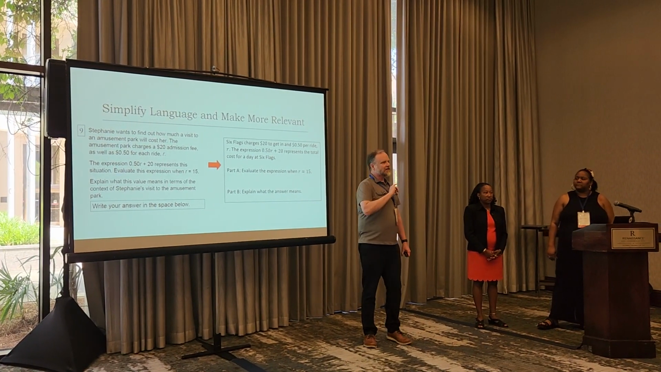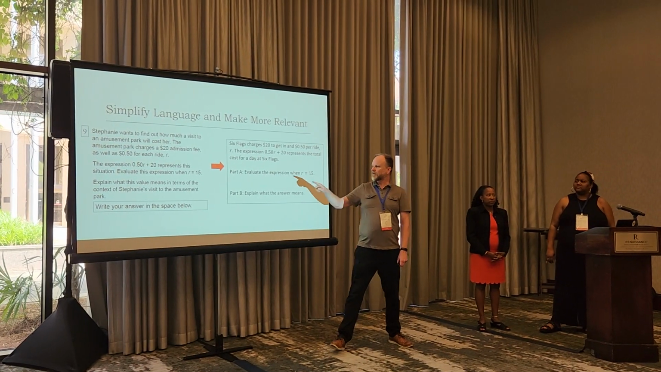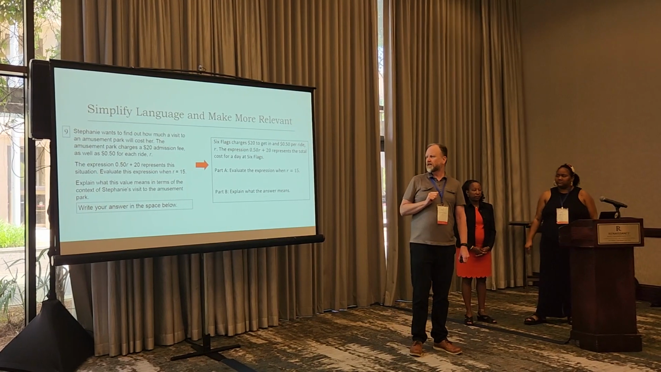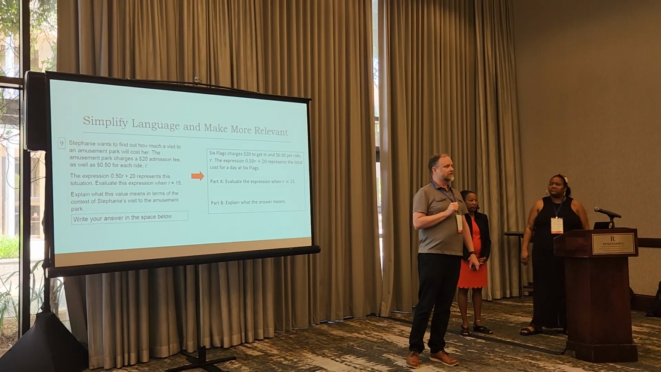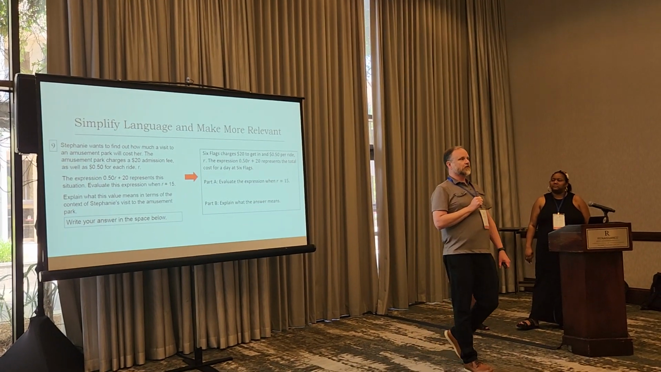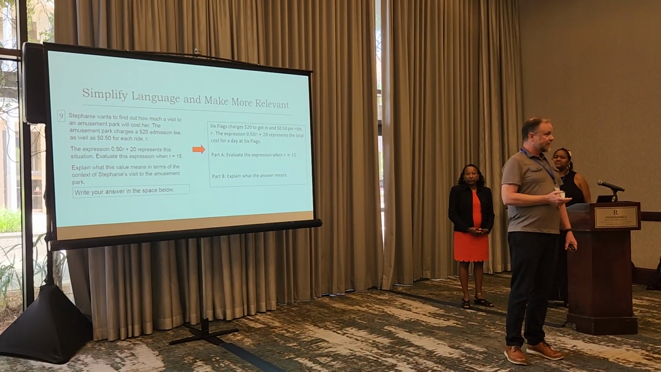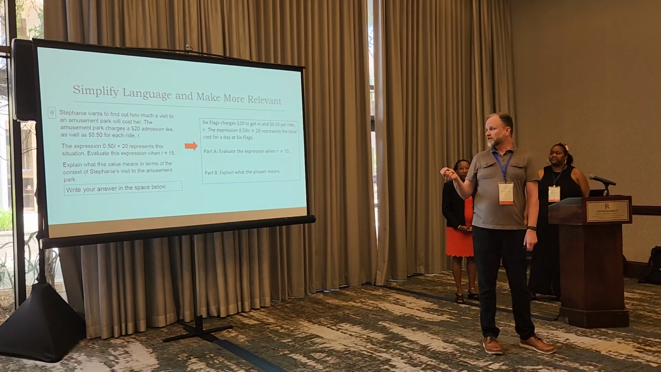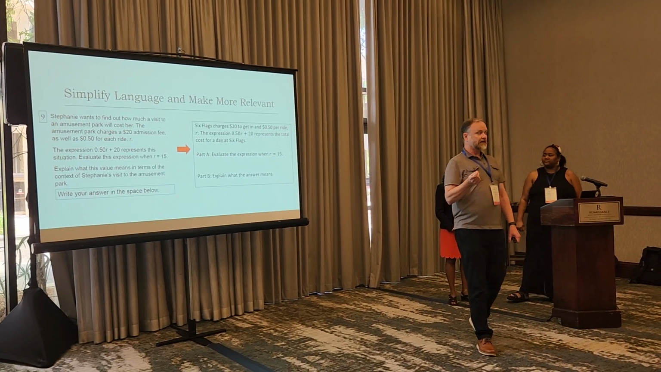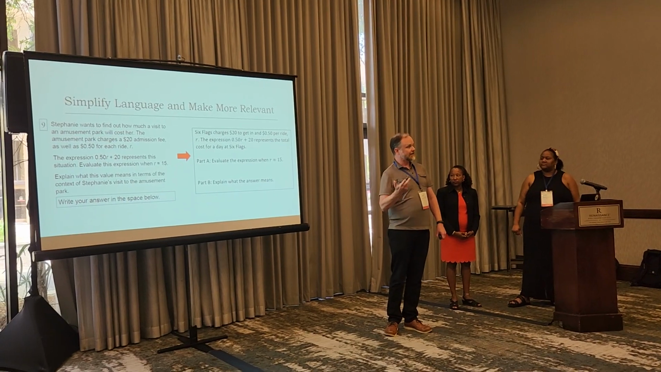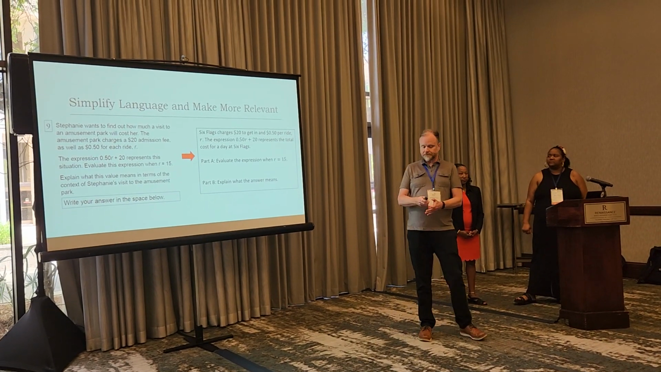And the question I got the most, before I did this, the question I got the most was this last part. Explain what this value means in terms of the context of Stephanie's visit to the amusement park. My students were like, Mr. Grisgby, what is that? What do they want us to do? They didn't even know what the question was asking, and I don't blame them. And so I just changed it to explain what your answer means. That they can get. Okay?